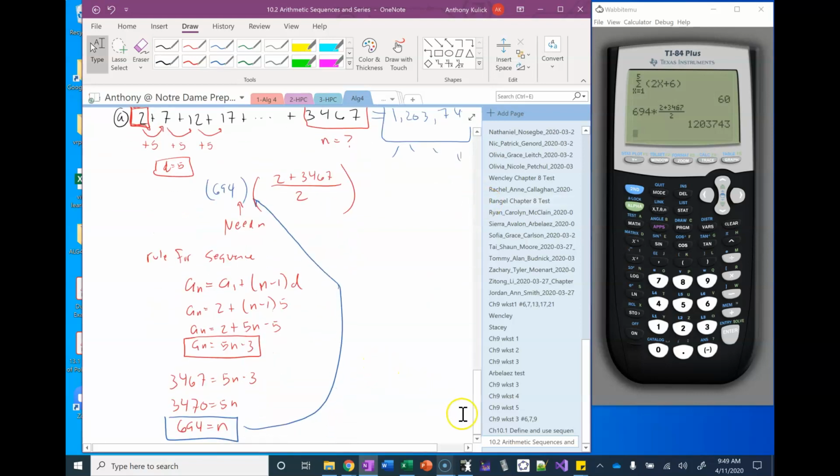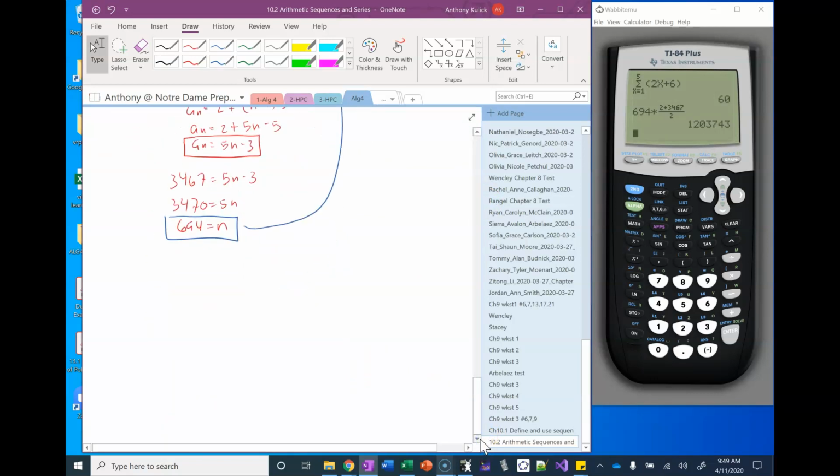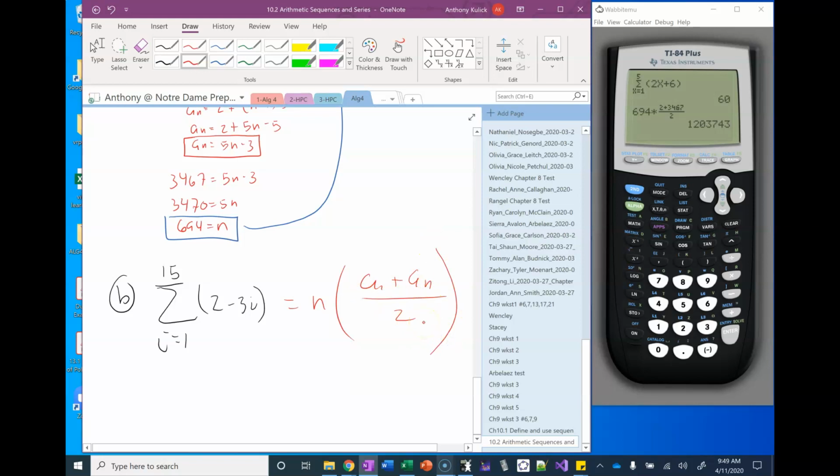Okay. What if instead we gave this to you in sigma notation? Well, again, we know that this is going to equal n times the first term plus the last term divided by 2. So we know n, because there's 15 terms.